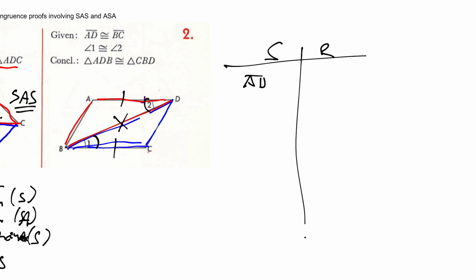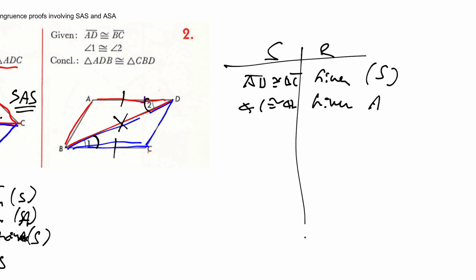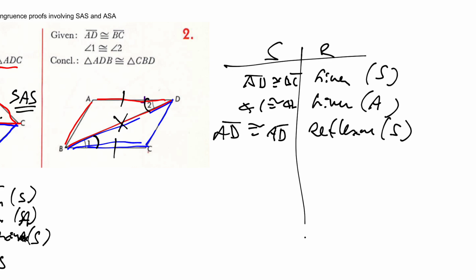So we have our given. And that's a side and an angle. The other side is done by reflexive. And that's what I needed. So my 4th step is using side angle side postulate. I can conclude that triangle ADB is congruent to triangle CBD. And those are the first 2.